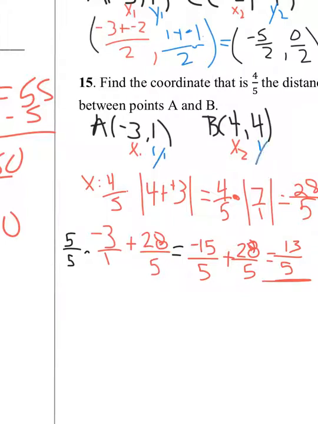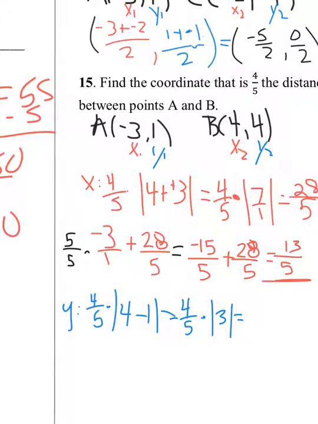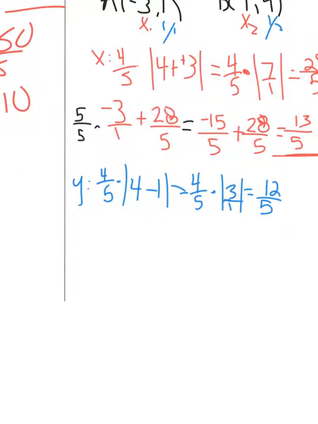Then you do the same thing for the y's, y1 and y2. So the fraction times the distance, but this time we're using the y's. How far is it from 4 to 1? That's only 3. When you multiply that, you put it over 1. 4 times 3 is 12. 5 times 1 is 5. You're going to add that to y1. y1 is just 1, so 1 over 1 plus 12 over 5.